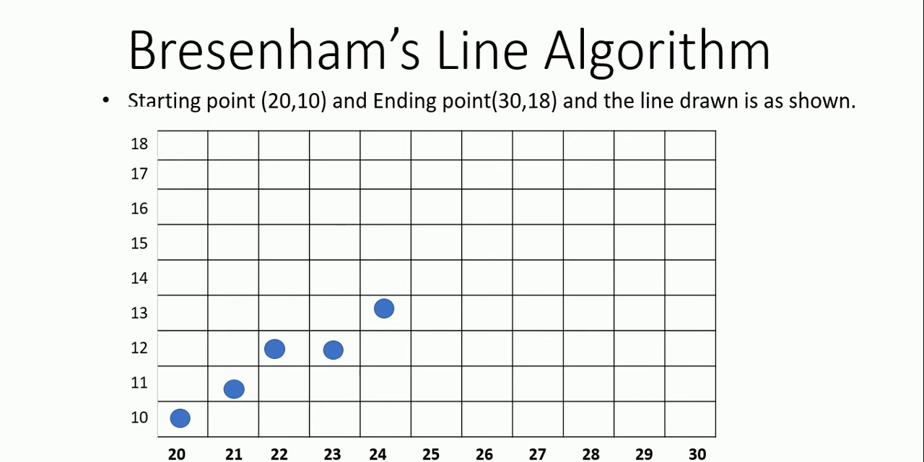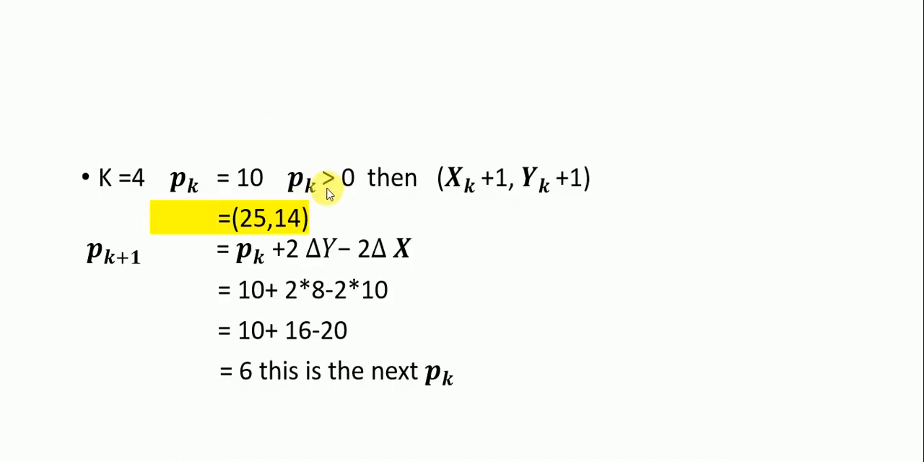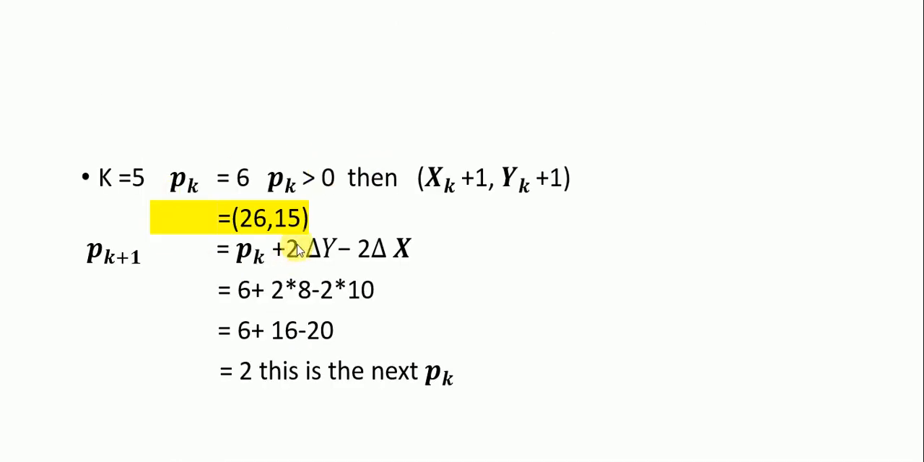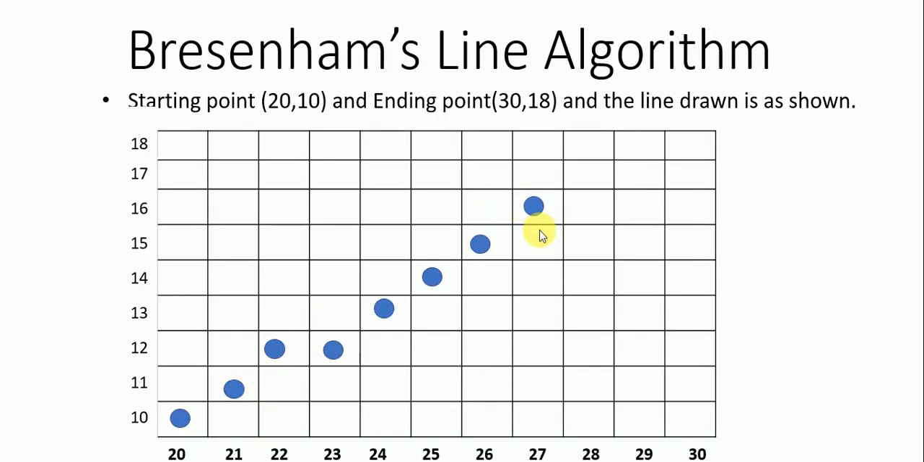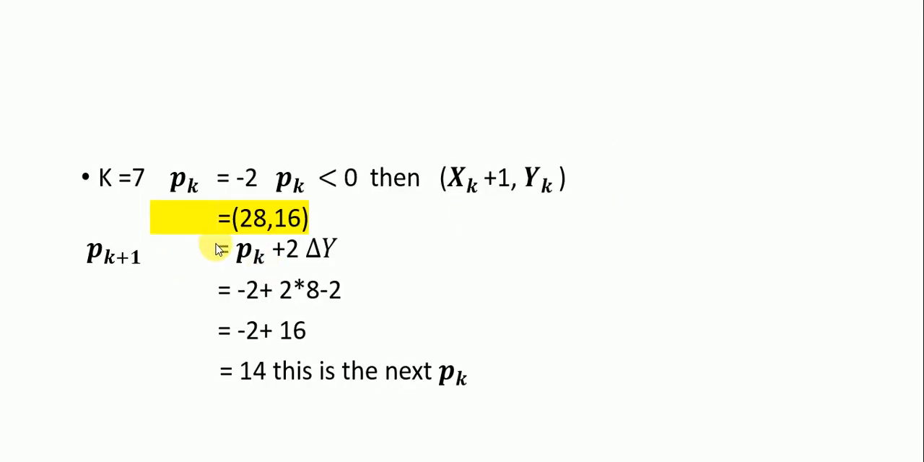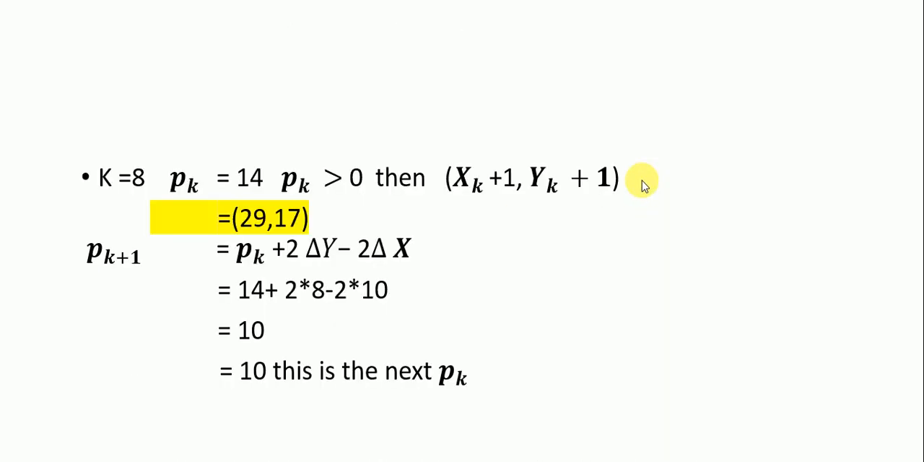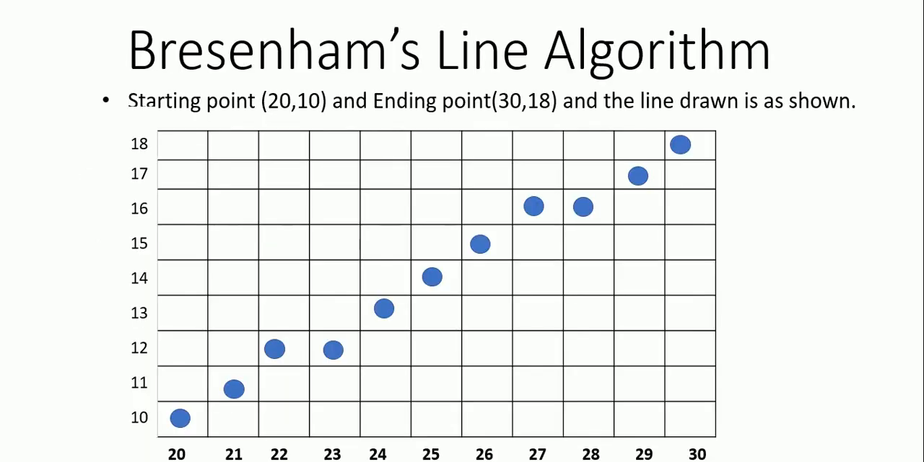Similarly, we calculate the next for k equal to 4. This is the formula. Here pk is greater than 0, so we select the upper pixel. For the next pixel, pk is again greater than 0, that is 6, so we select the upper pixel, which is 26 and 15. Then k equals 6 and pk is 2, which is greater than 0, so it selects the upper pixel, and pk plus 1 becomes negative, so it selects 27 and 16. For the next pixel, pk is negative, so it selects the lower pixel, 28 and 16. Then pk plus 1 is positive. Similarly, the last pixel is obtained.